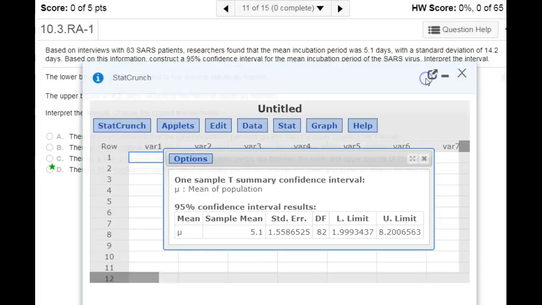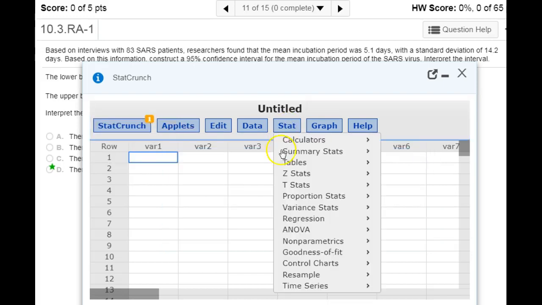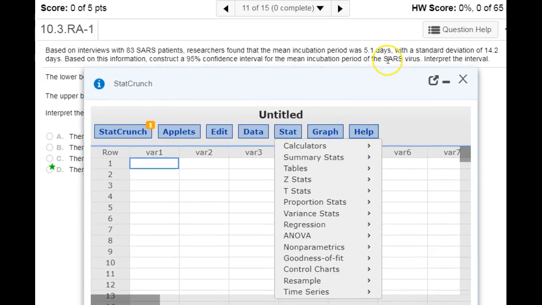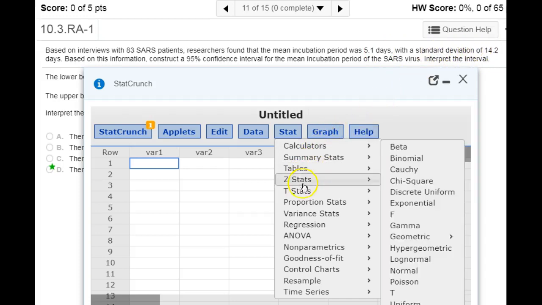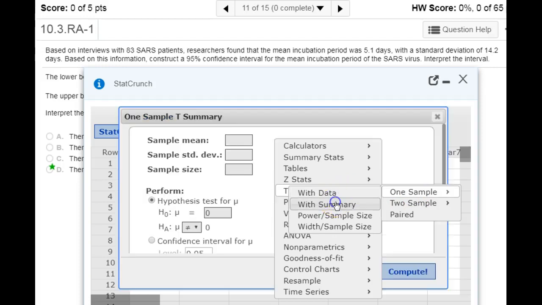So if we open up StatCrunch, we want to go to Stat, and we have to notice here what information we have. We have the sample mean, the mean from our sample. We have the standard deviation of our sample, but we don't have the population standard deviation. And because we're finding a mean and we don't know the population standard deviation, our distribution of sample means will follow a t-distribution. So don't use z, use t. We have one sample and we have the summary data.